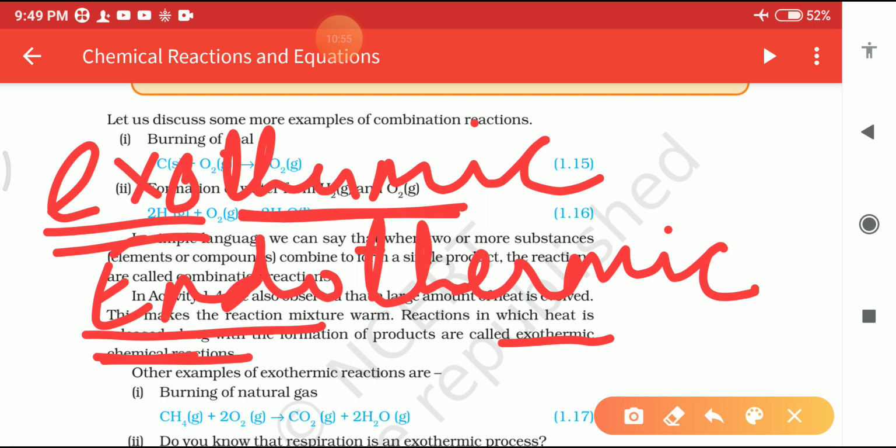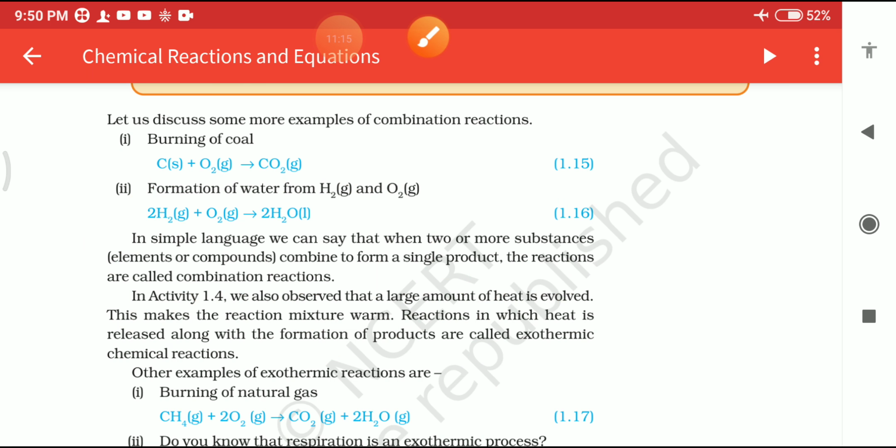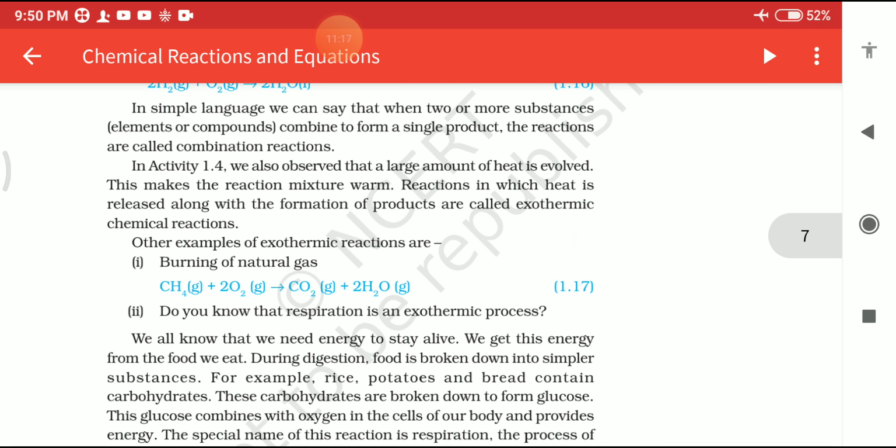Endo means inside, therm means heat. When heat is released outside, then we can say that it is an exothermic reaction. When the heat is absorbed inside, then we can say that it is an endothermic reaction. That's why we can say that this one is an exothermic reaction.